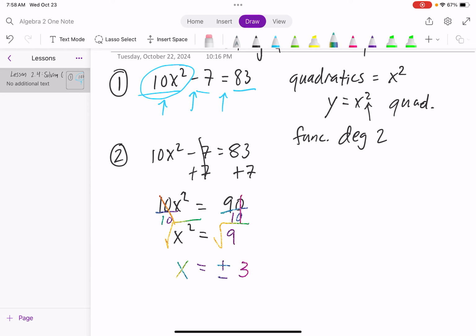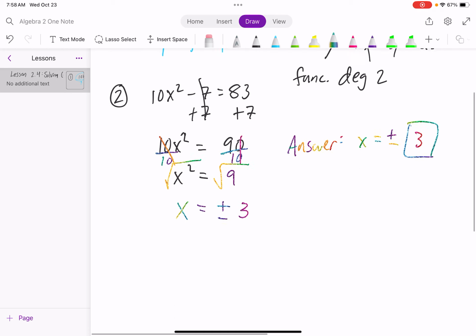So when you type this in, it's a bit tricky because the answer says x equals plus or minus, and then you're supposed to put 3. That's all you're putting, 3. That is the answer.